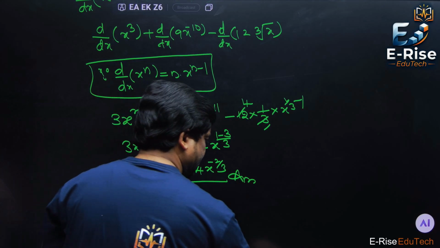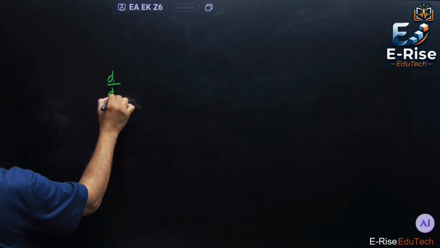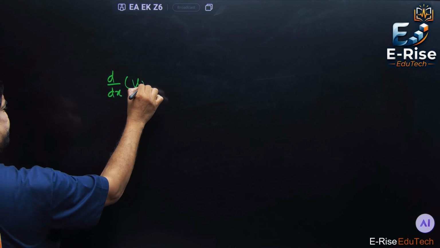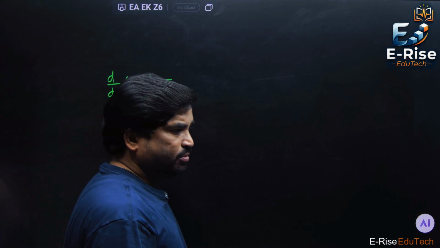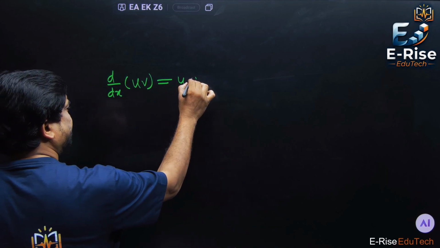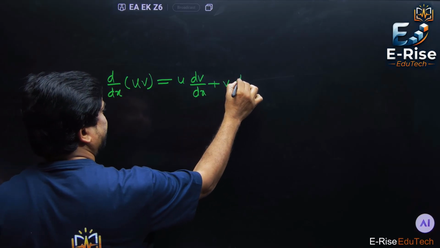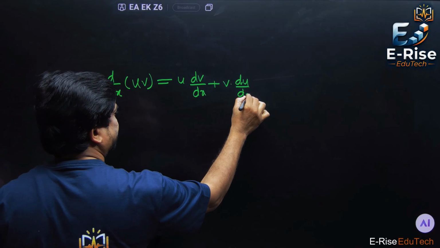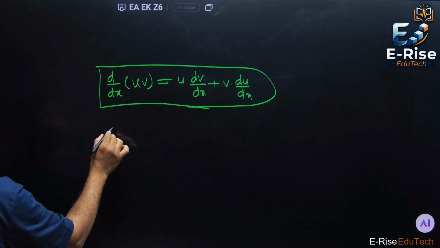So next formula is d by dx of uv. How to apply uv? u into dv by dx plus v into du by dx. So how to use this formula? We'll see one example in this.